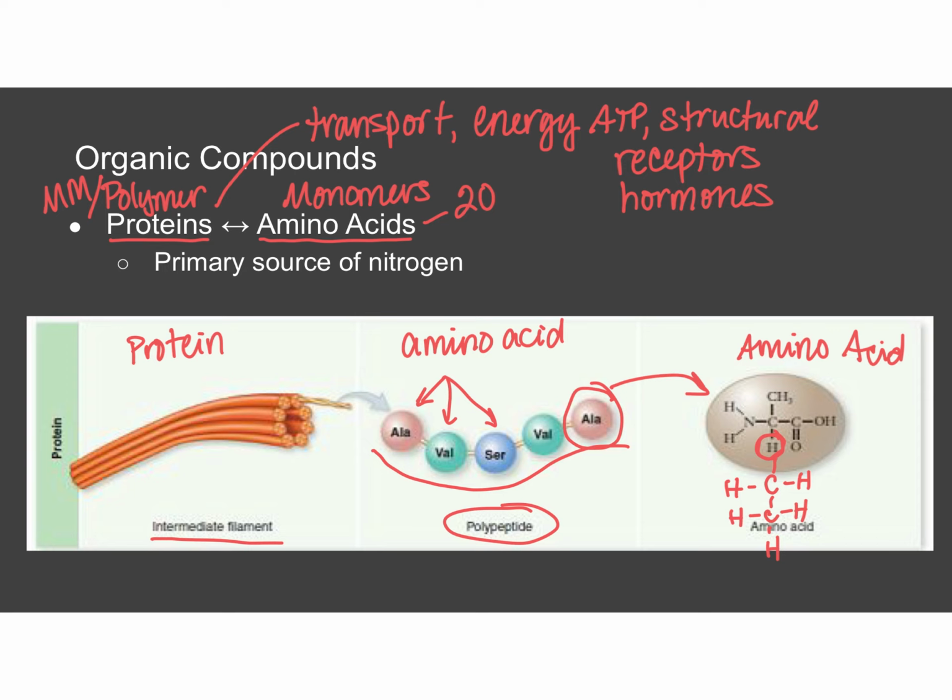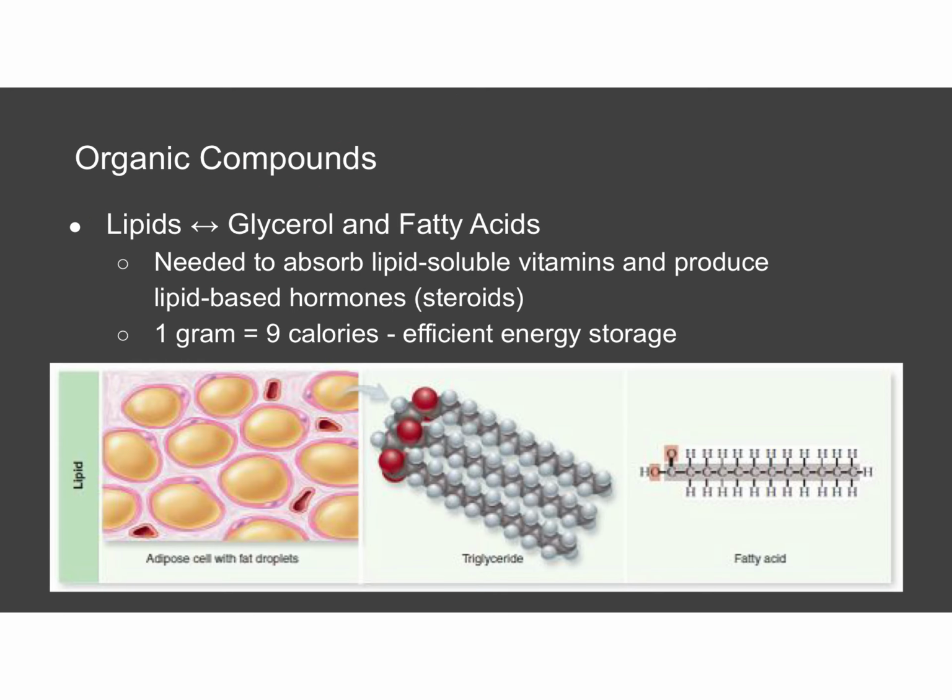You'll also notice that proteins have nitrogen in them. And so proteins are a major source of nitrogen in an animal's diet. Next, we'll talk about lipids, and lipids kind of don't follow the rule of the other macromolecules. So they're not technically a polymer, but they are still a macromolecule, and they are still made up of some smaller molecules that aren't technically monomers, but they kind of fulfill that role.